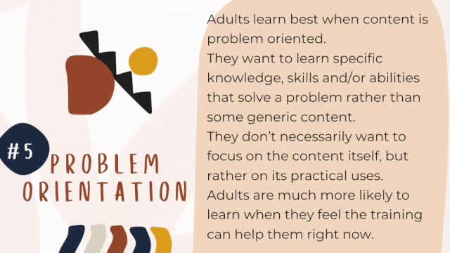Problem orientation. Adults learn best when content is problem-oriented. They want to learn specific knowledge, skills, and/or abilities that solve a problem rather than generic content. They don't want to necessarily focus on the content itself, but rather on its practical uses. Adults are much more likely to learn when they can feel the training helping them right now. To motivate them, help them identify a problem they will solve with the training. This will help them focus on learning as much as they can.